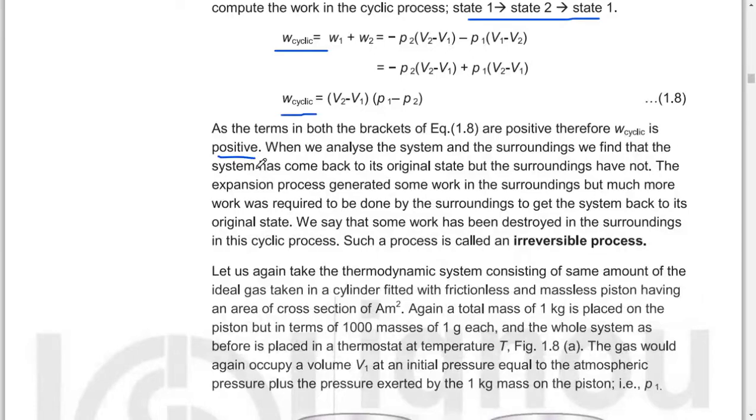When we analyze the system and the surroundings, we find that the system has come back to its original state, but the surroundings have not. The expansion process generated some work in the surroundings, but much more work was required to be done by the surroundings to get the system back to its original state. We say that some work has been destroyed in the surroundings in this cyclic process. Such a process is called an irreversible process.